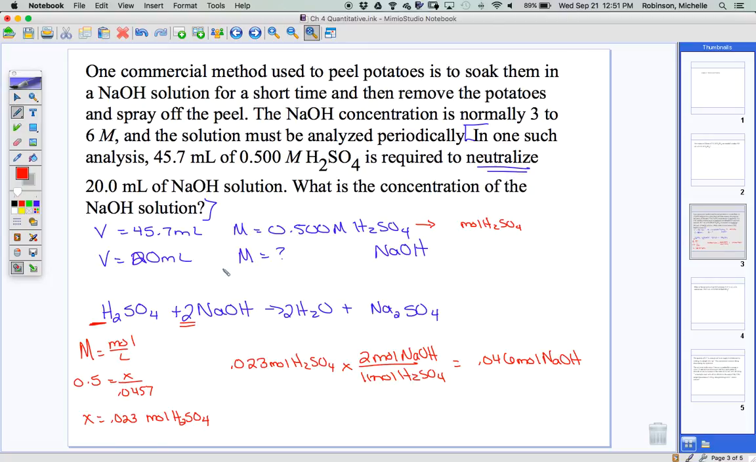But now I need molarity of NaOH. So molarity equals moles over liters. So 0.046 moles over, they told us it took 20 milliliters. So 0.02 liters, what? Okay. I thought you caught a mistake. All right, so then when I divide that, 2.3 molar NaOH.